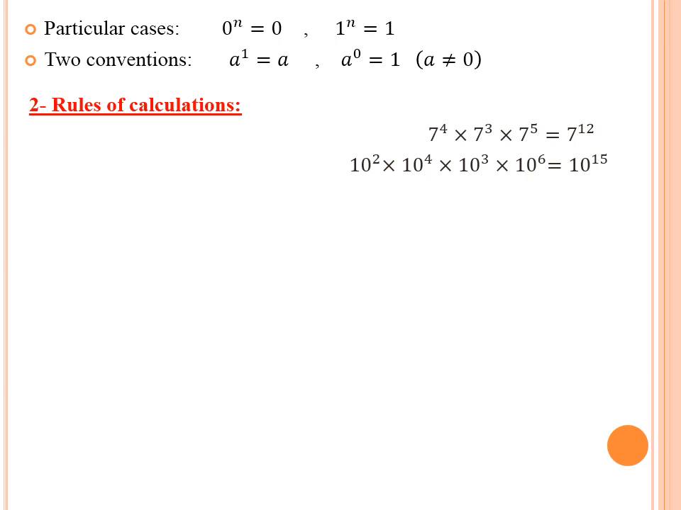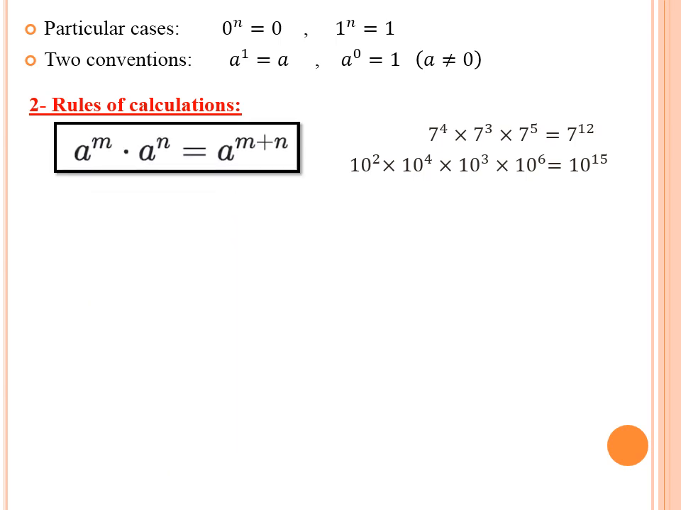2 plus 4 plus 3 plus 6 equals 15. So our answer is 10 to the power 15. We can abbreviate this rule by writing a to the power m times a to the power n. This dot means times. We have the same base, so we write the base and add the powers. That's in case of multiplication. Fine? Now, let's move to another rule.